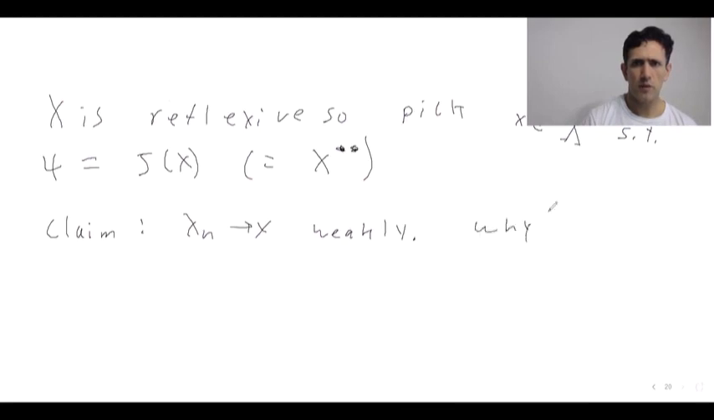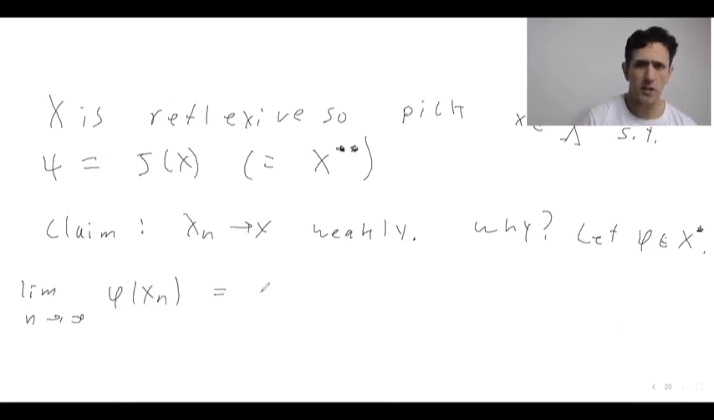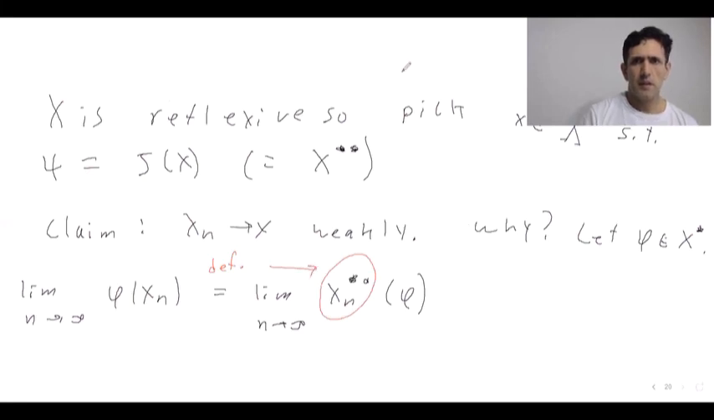So how do I prove this? Well, let's just simply check. Not a whole lot to this. This here, by definition, is literally the definition of Xn star star. Okay. So yeah, definition of this here. So this is going to be by weak star convergence. I guess I'll do red.